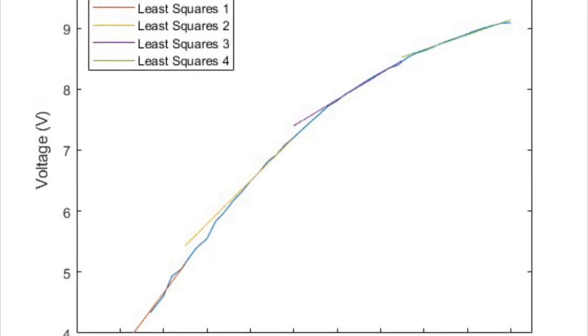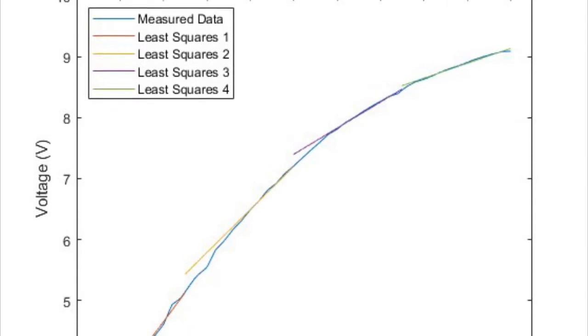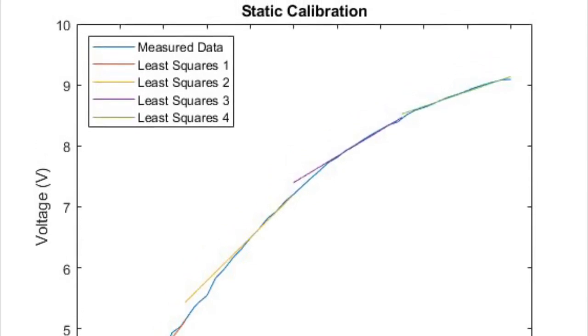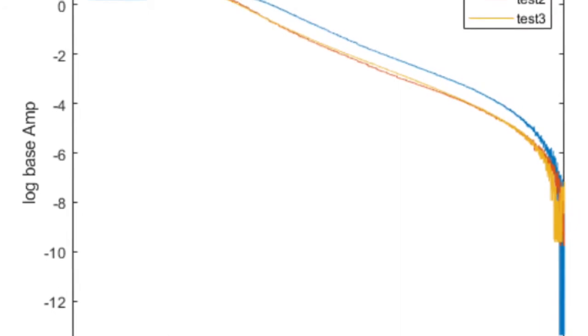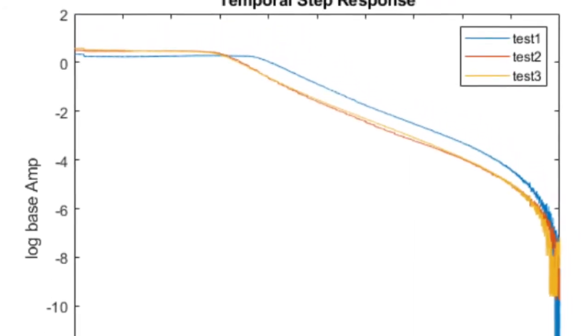So for the static calibration, we found that the element is highly nonlinear. So we had to linearize it over 4 regions, so we have 4 different static sensitivities. And for the dynamic calibration, we did 3 tests and did a semi-log plot to find the time constant, and all time constants were about 1.5.